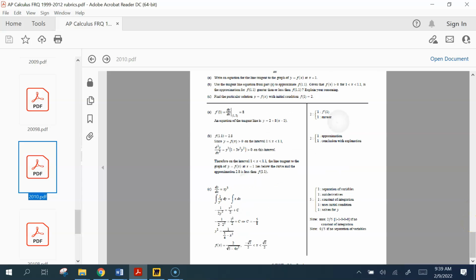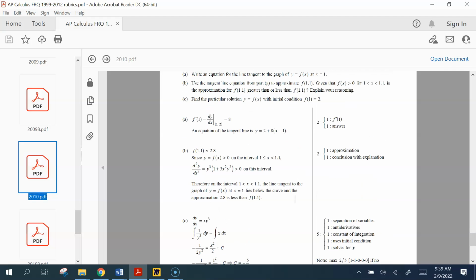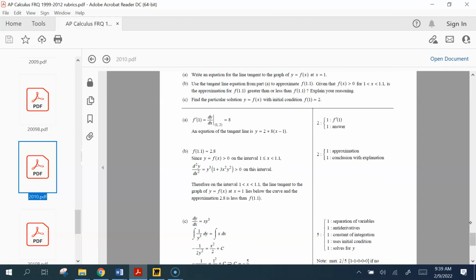Just so you see where your points are. That was worth 2 points if you look at the guidelines here. Finding the slope was a point, and then your equation was a point. So that was 2 easy points right off the bat. Remember, it's worth 9. So even though this might have been a hard question, that was 2 points right there.